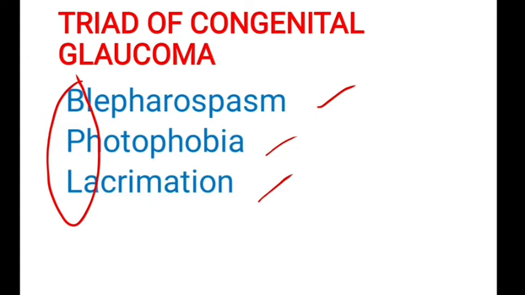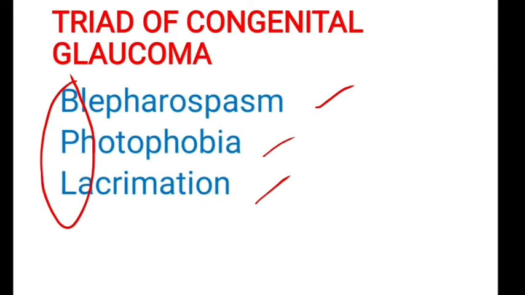Whenever there is raised intraocular pressure, there will be stromal edema as well as epithelial edema, which will lead to corneal haze, which is usually the first sign which parents notice. Okay, and secondarily there will be lacrimation, photophobia and blepharospasm.